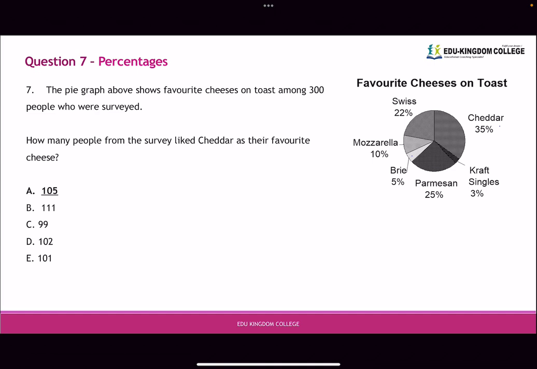So we have a pie chart here. Cheddar cheese: 35% of people, 0.35 out of 1, say cheddar cheese is their favorite. If we multiply that by 300, it's going to be the same as 3 times 100 times 0.35, or 3 times 35, which equals 105 people.